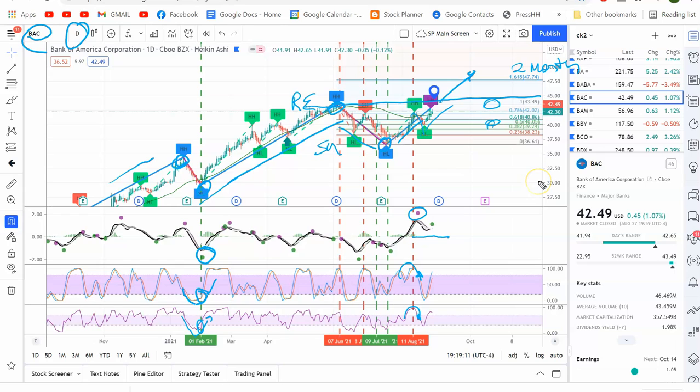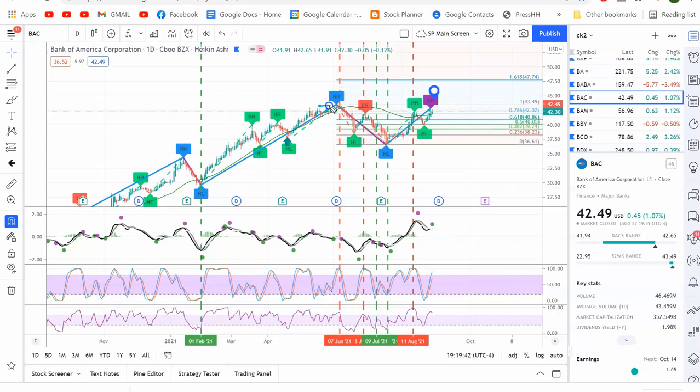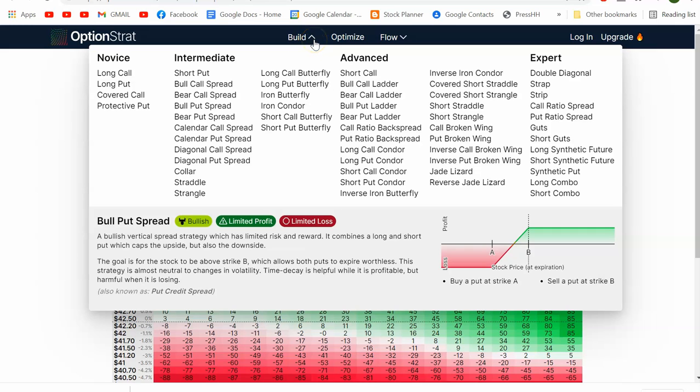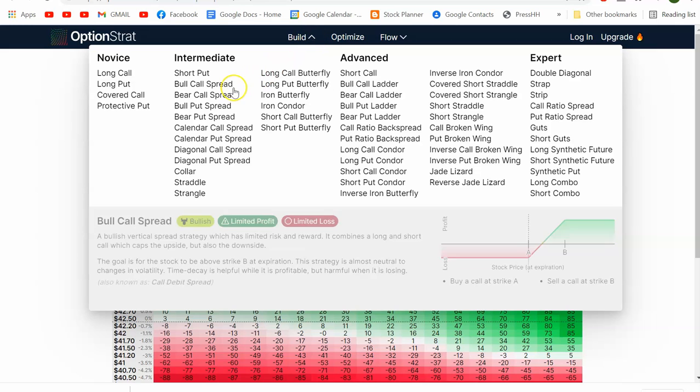I have an algorithm that each day gives me signals on whether to take a long or a short trade. So if I think 45 is resistance, I would place a trade using a bear call spread, in the hopes that Bank of America will stay below that line for the next 2 months. And how do I do that? I'm using a tool called OptionStrat, and I'm looking for a bear call spread.